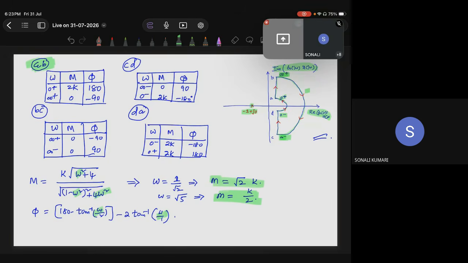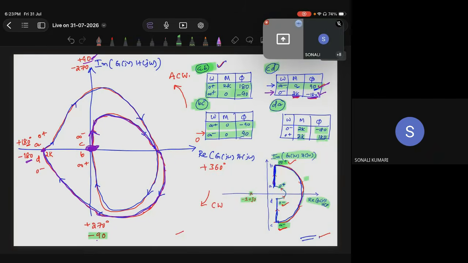When the real part is 0, we are getting magnitude as root 2k. Real part 0 means the point will be on the y-axis. On the y-axis, the value is root 2k, and the omega value is 1 by root 2. That is this point. So omega is equal to 1 by root 2, and the magnitude is root 2k. This one.